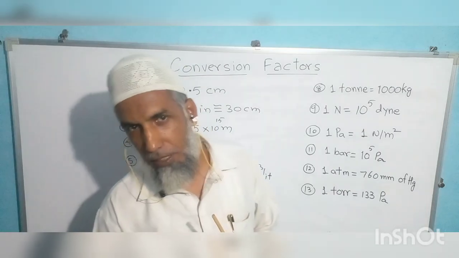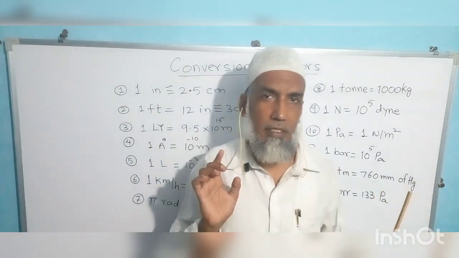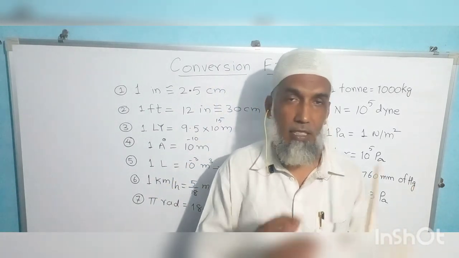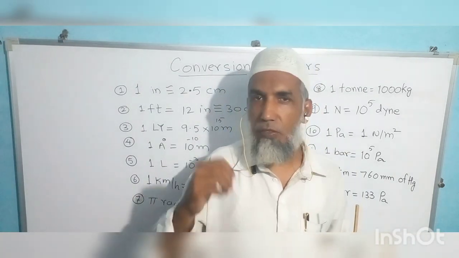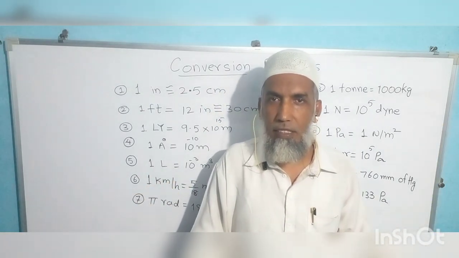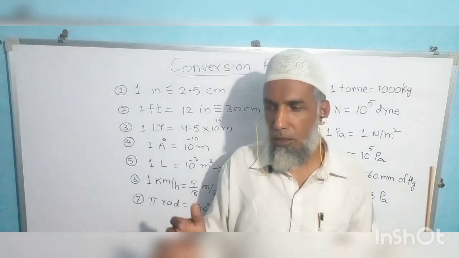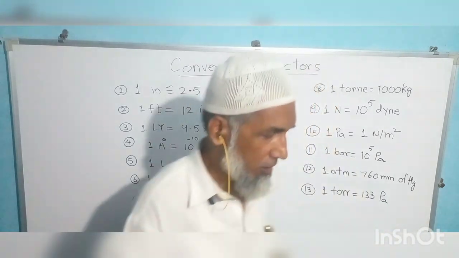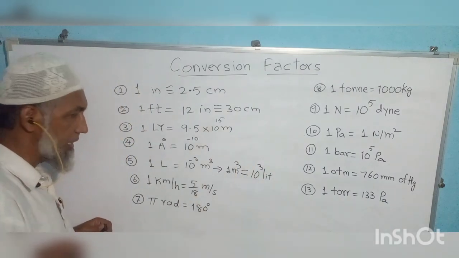So how can we remember it? If you take any box whose length is 1 meter, breadth is 1 meter and height is also 1 meter, and if you fill that box with water, then how much water will be occupied in that box? That will be 1000 liter. That cube box can accommodate 1000 liter of water. So 1 meter cube is equal to 10 to the power of 3 liter.